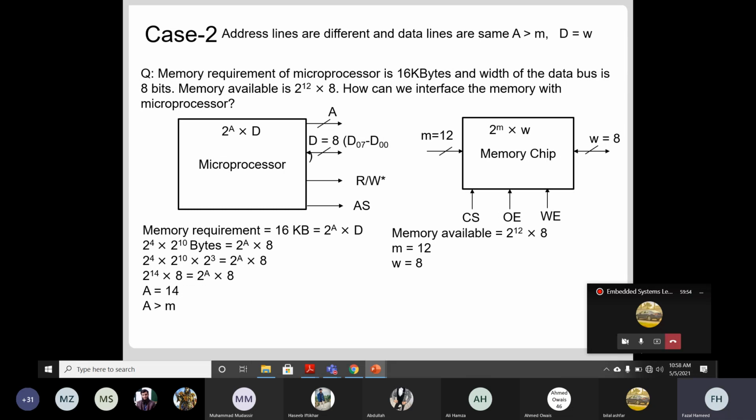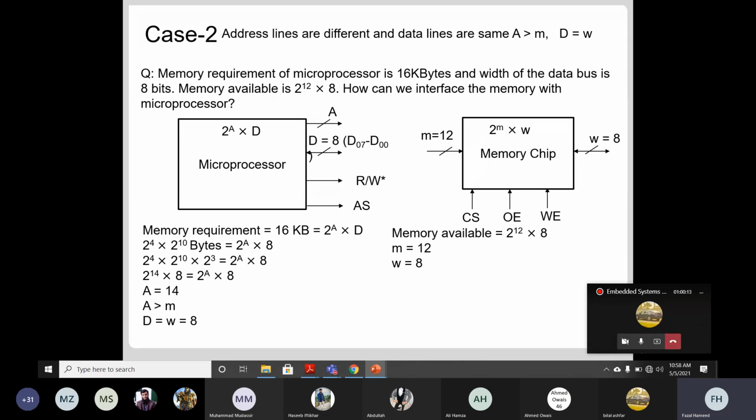What is A? Sir, 14. What is M? Sir, 12. What is D and W? 8. Sir, 18. 8. Okay, and they are the same.